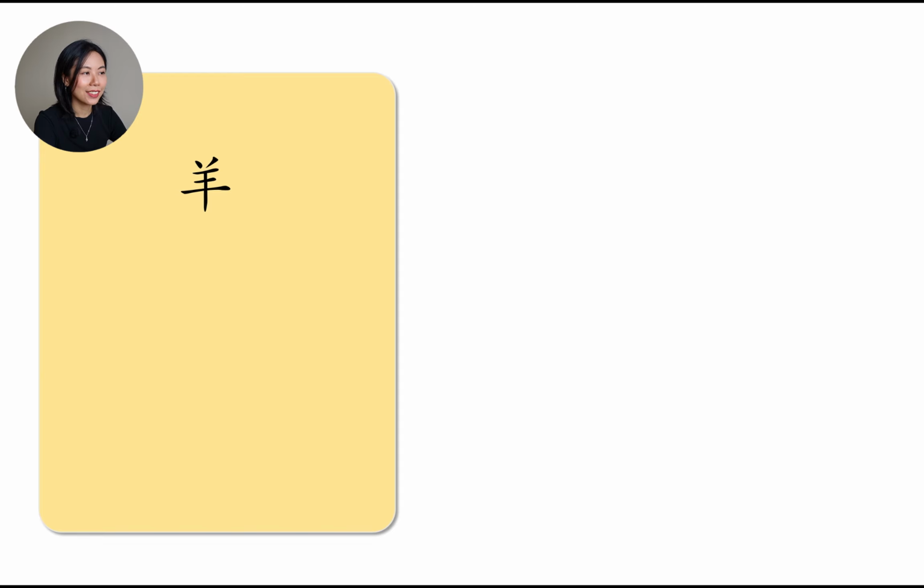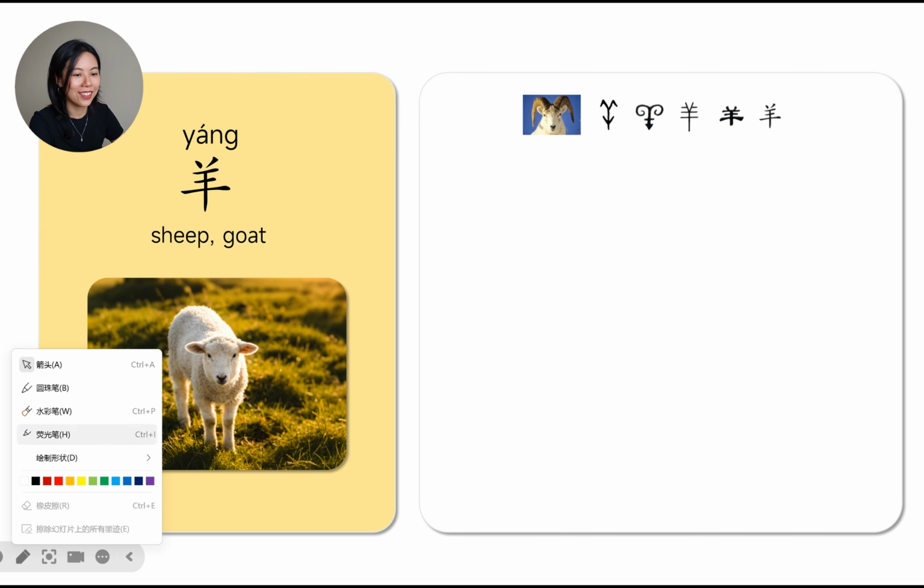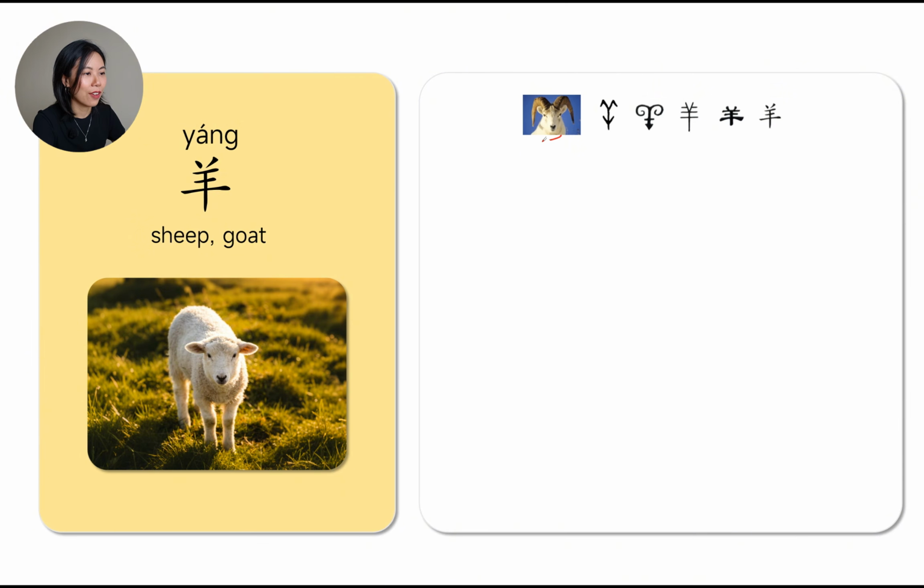下一个羊。Yang is the sheep or the goat. So here is the evolution of the sheep. It's also very interesting. You can see it evolved from the look of a sheep's face. Here is the horn, and then here's the face. That's the origin of the character Yang. And let's learn how to write it.